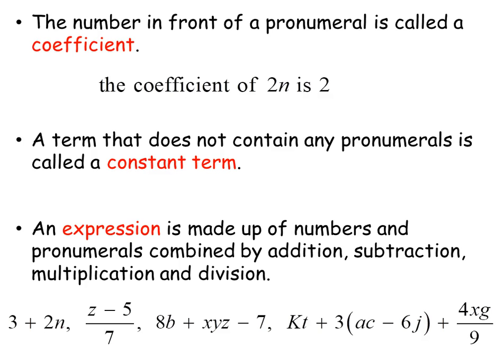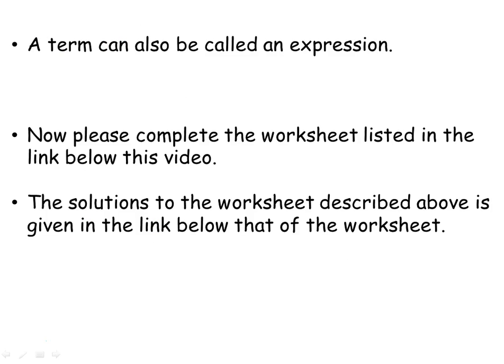And an expression is made up of numbers and pro-numerals combined by addition, subtraction, multiplication, and division. So we can have, here's an expression, the number 3 plus 2 lots of n, or z minus 5 over 7, or 8b plus xyz minus 7, or kt plus 3 times everything in the brackets there, ac minus 6j, plus 4xg over 9. Okay, a term can also be called an expression as well.